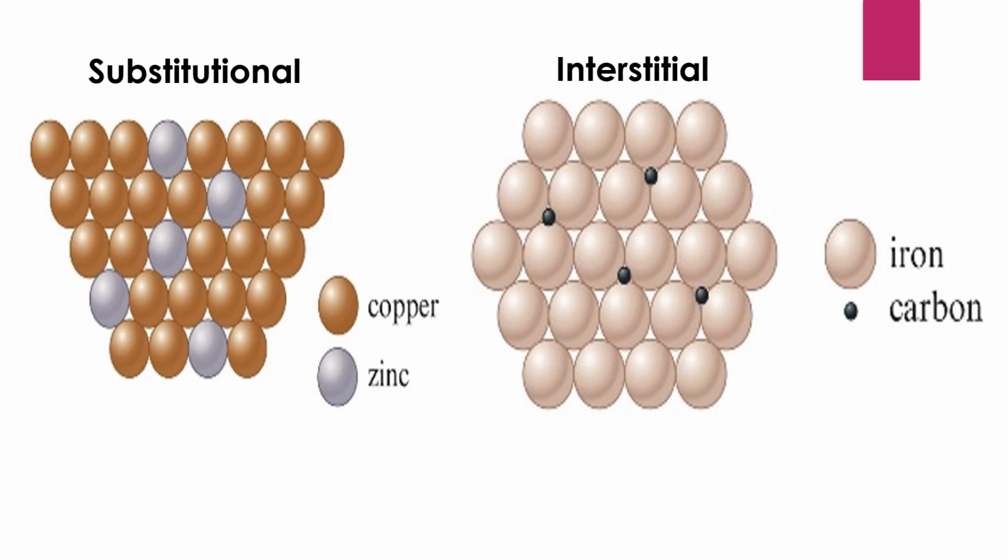Ashes, when you burn charcoal, have a lot of carbon in them, and if you put too much carbon, then it's filling all of the holes, and it becomes really brittle. So an interstitial alloy is when an atom is filling in those little gaps. Cool?